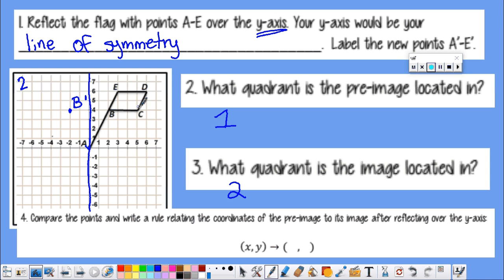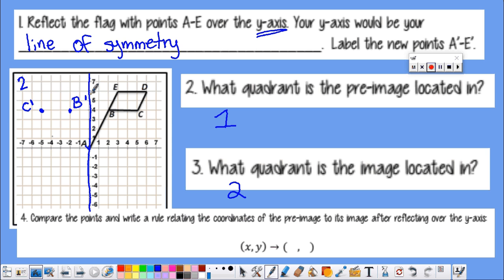All right, how far is C away from the line of symmetry? Well, C is 1, 2, 3, 4, 5. So C prime is going to be 1, 2, 3, 4, 5 away from the line of symmetry also. Now, you can also see, just like when we've done any of our other transformations, B and C are away from each other by 1, 2, 3 units. So it makes sense that B prime and C prime are also going to be 3 units away from each other.